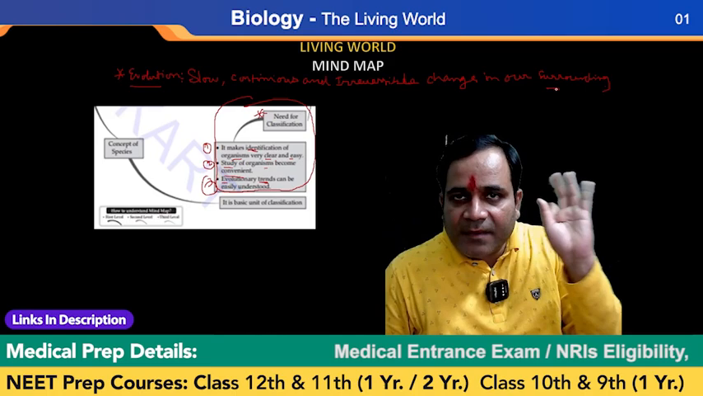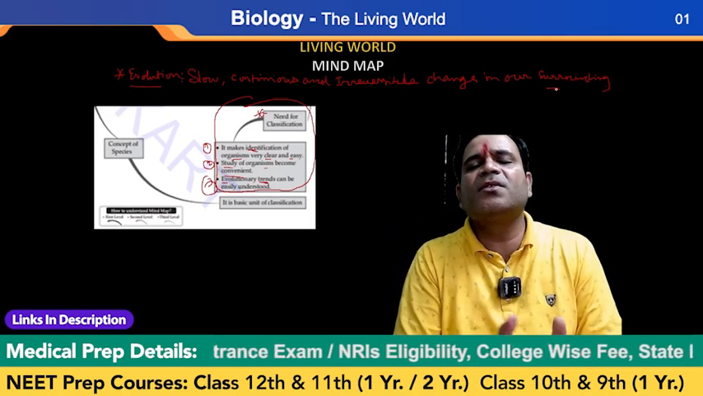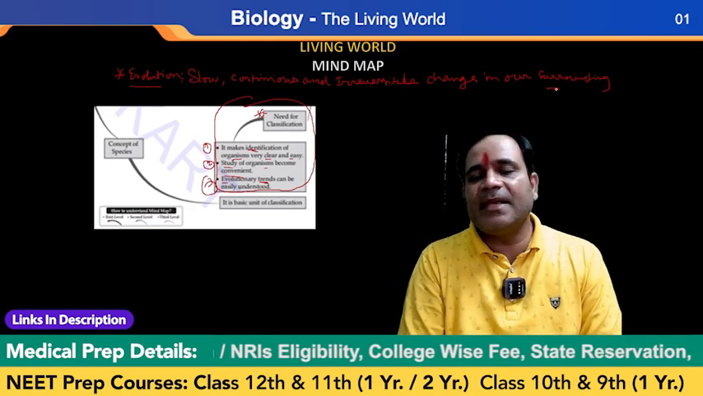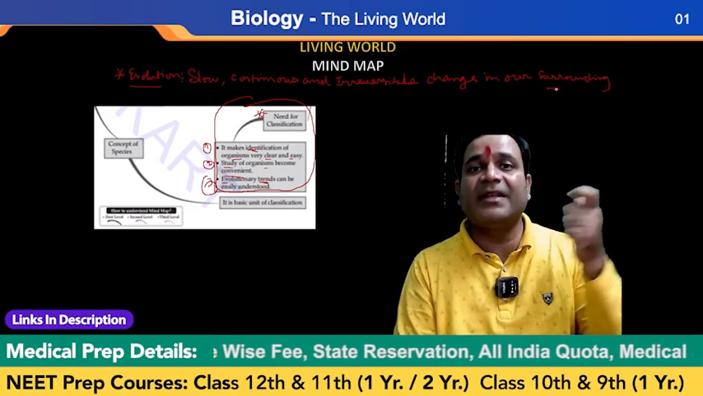The slow, continuous, and irreversible change in our surroundings is known as evolution. According to the evolutionary trends, it can be easily understood. How can this be easily understood? Whenever we classify the organisms.